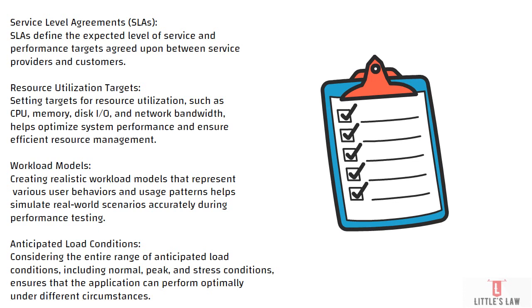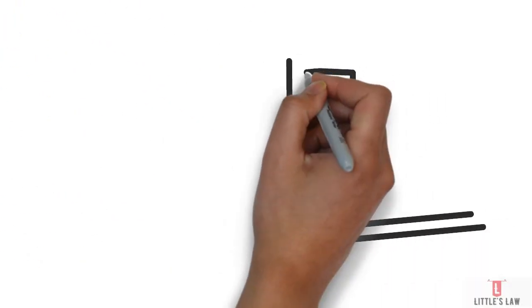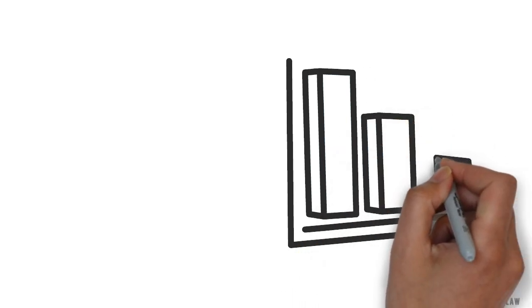And then the anticipated load conditions. Considering the entire range of anticipated load conditions, including normal, peak, and stress conditions, ensures that the application can perform optimally under different circumstances. Coming back to the example, we anticipate a surge in traffic during holiday sales events and simulate high loads to ensure the application can handle the increased demand without performance degradation.